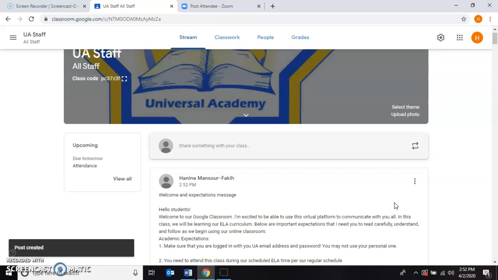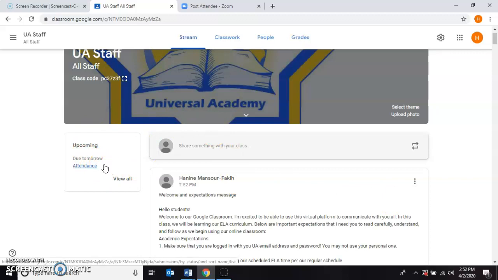Next, we will be talking about the upcoming box. It is very important to point this box out to your students. This is where they will find their due assignments with the due dates. You can see you have your attendance that is due, and it is due tomorrow.